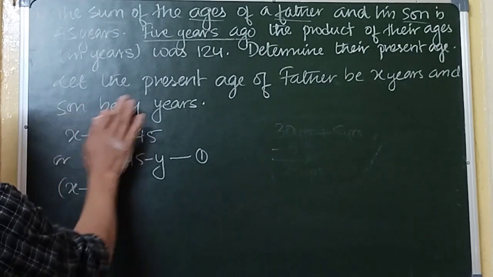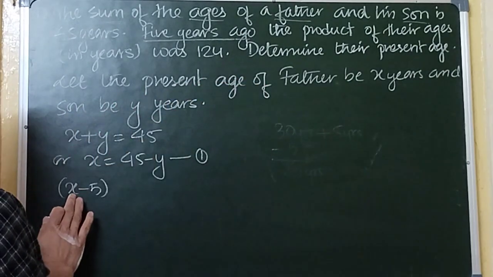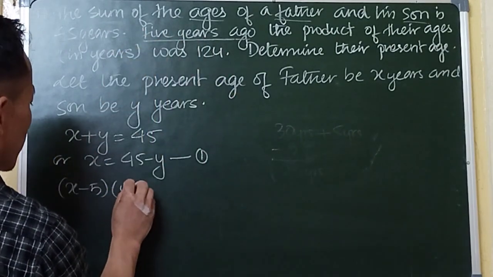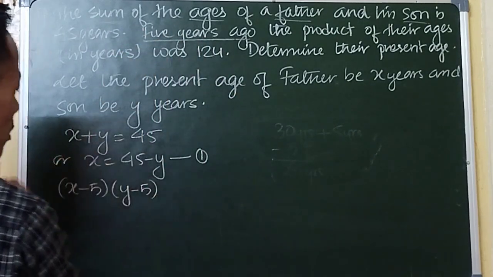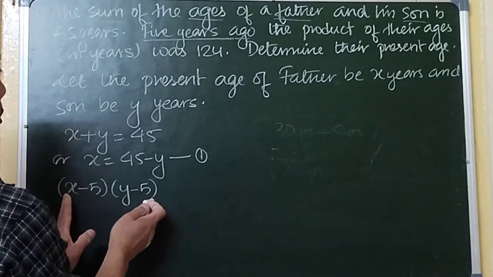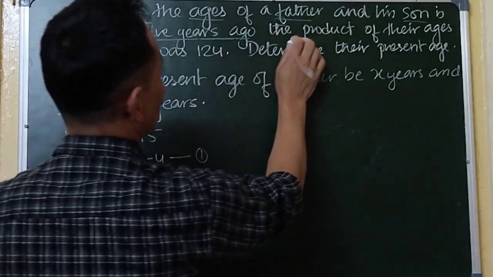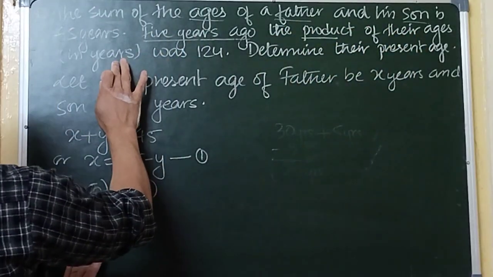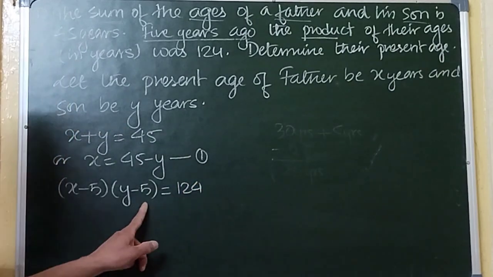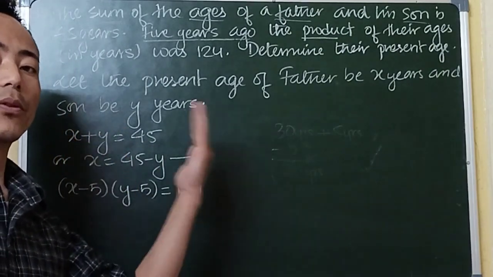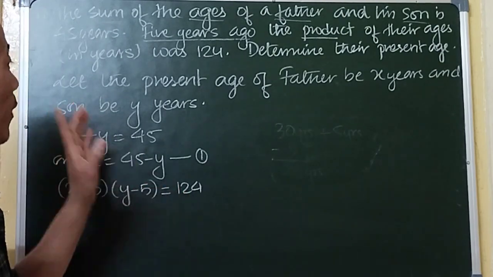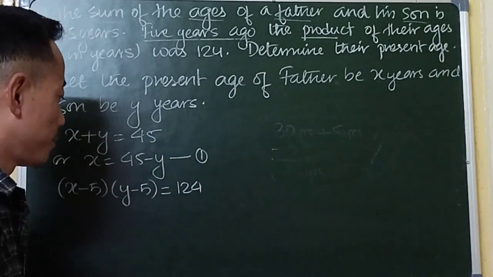So if x is the present age of father, then 5 years ago it will be x minus 5. And similarly for son, if y is the present age, then 5 years ago his age will be y minus 5. If we take the product of their ages 5 years ago, then this product was 124. So you have to find the present age of father and son.